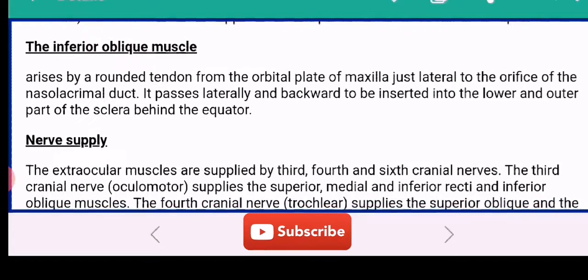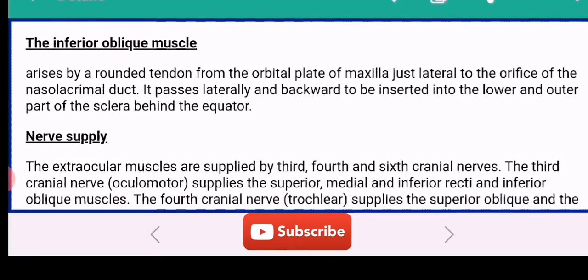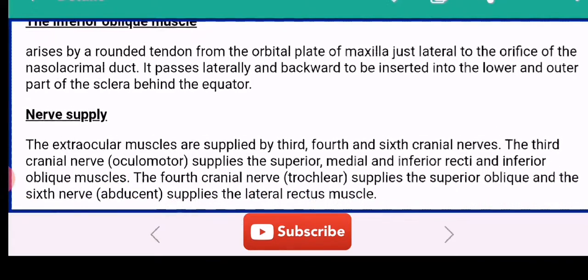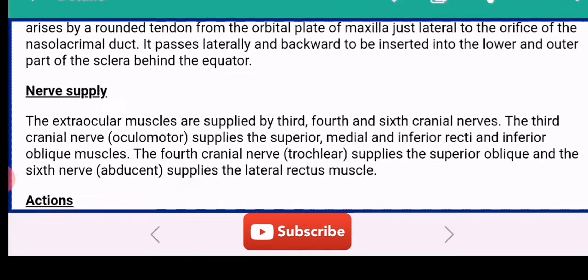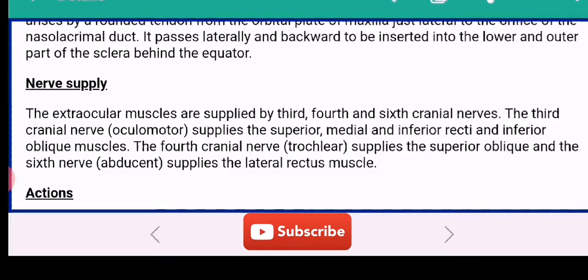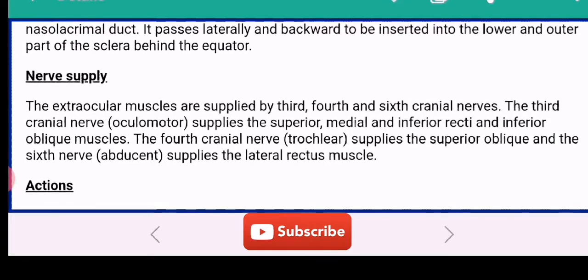The inferior oblique muscle arises by a rounded tendon from the orbital plate of the maxilla just lateral to the orifice of the nasolacrimal duct. It passes laterally and backward to be inserted into the lower and outer part of the sclera behind the equator. Nerve supply.